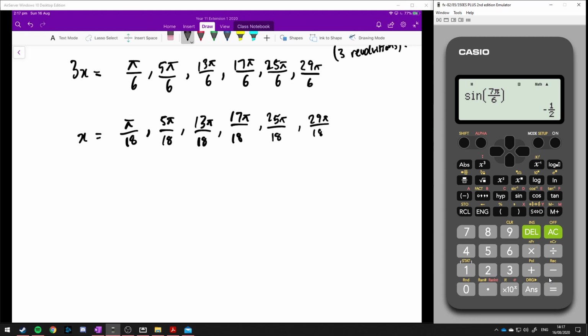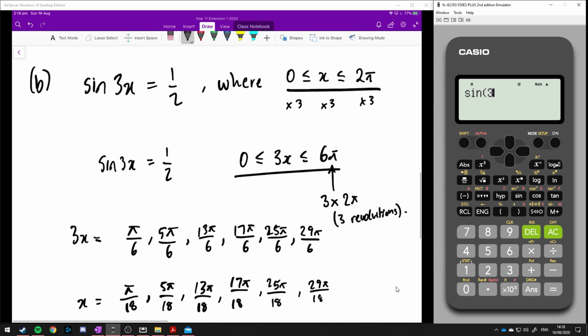6, 12, 18. Okay, cool. So those are our values for when that is true. So we can check that as well. On our calculator, if we put in sine of 3 lots of any of these, we should get our value of, I believe it was half.